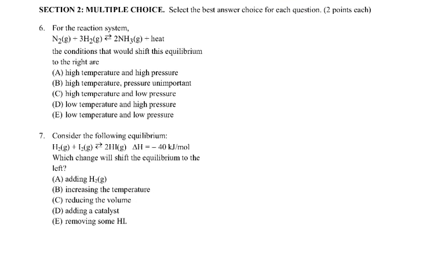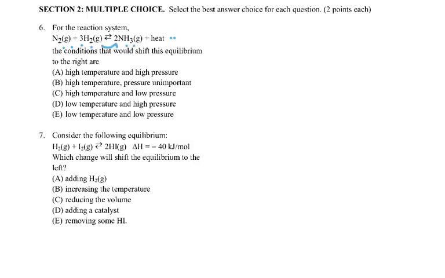Okay, multiple choice. For this reaction, the conditions that would shift the equilibrium to the right, so who's going to shift to the right? We notice that heat's over here. We notice that we have 1, 2, 3, 4 moles of gas and 2 moles of gas. The choices are high temperature, high pressure; high temperature, pressure unimportant. We're talking about pressure and temperature.